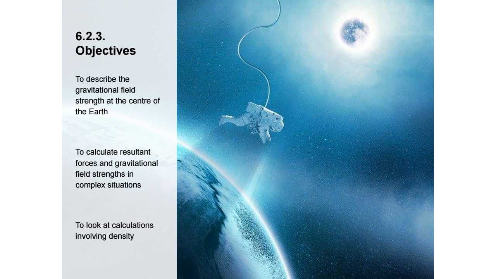So today we're going to be looking at three objectives. First, to describe the gravitational field strength at the center of the Earth or any other planet. Second, to look at the resultant forces and gravitational field strengths in more complex situations when you have two or more masses. In fact, what we're doing then is treating gravitational field strength and gravitational force as the vectors that they really are. And then lastly, I'm just going to cover very briefly how to do calculations involving density.